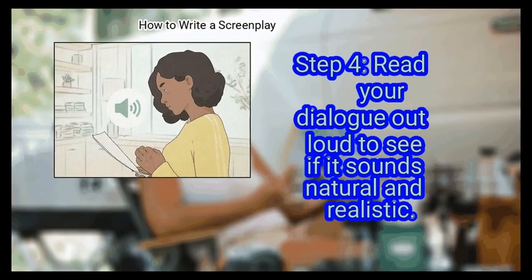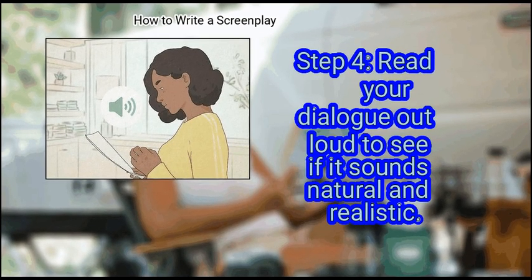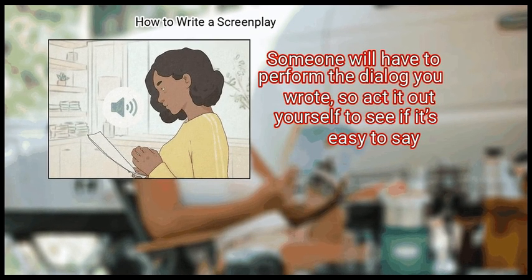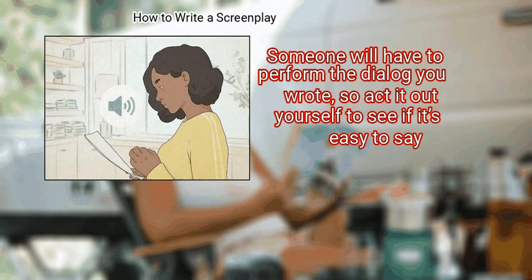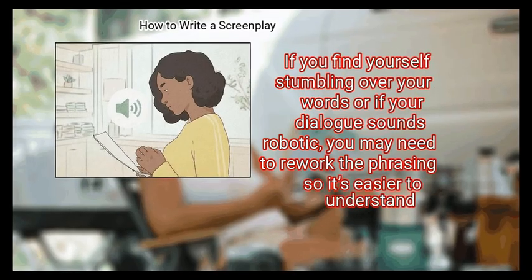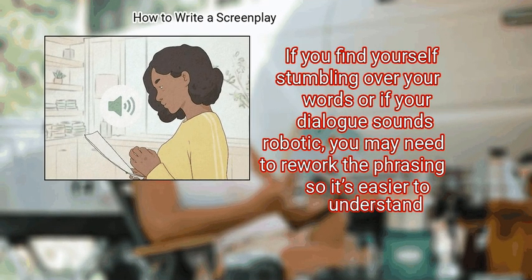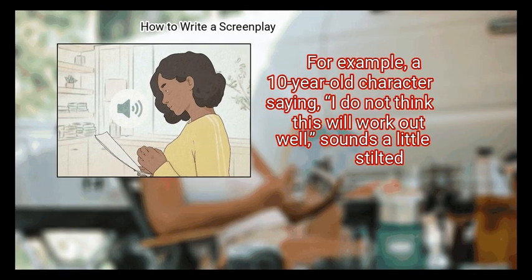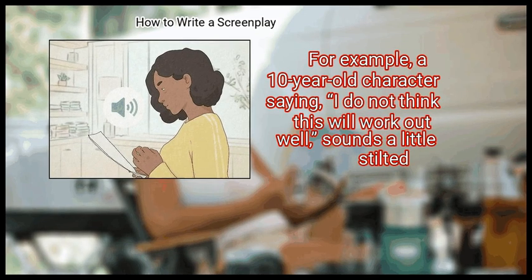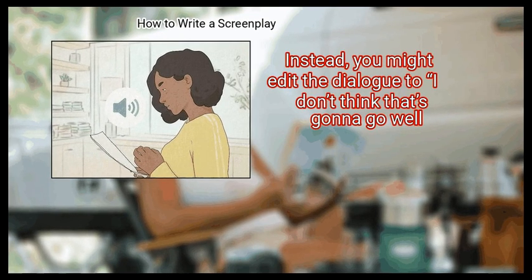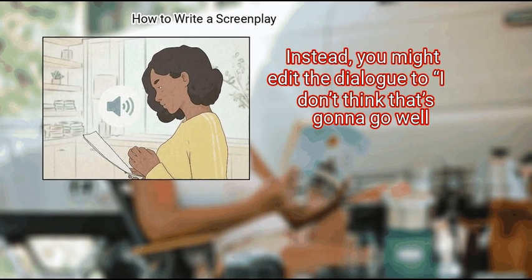Step 4. Read your dialogue out loud to see if it sounds natural and realistic. Someone will have to perform the dialogue you wrote, so act it out yourself to see if it's easy to say. If you find yourself stumbling over your words or if your dialogue sounds robotic, you may need to rework the phrasing so it's easier to understand. For example, a 10-year-old character saying, "I do not think this will work out well," sounds a little stilted. Instead, you might edit the dialogue to, "I don't think that's gonna go well."